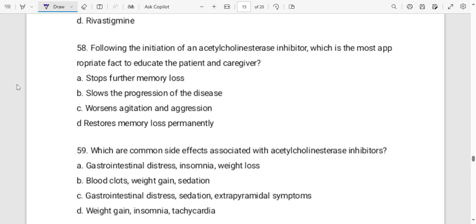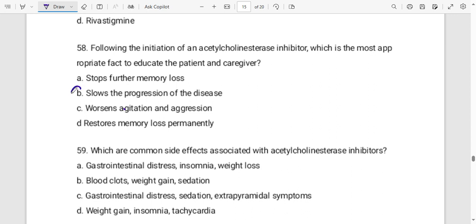Following the initiation of an acetylcholinesterase inhibitor, which is the most appropriate fact to educate the patient and caregiver? The drug is going to stop further memory loss, it is going to slow the progression of the disease, worsen agitation and aggression, or restore memory loss permanently. Anyone? Which one of these are you going to tell them?